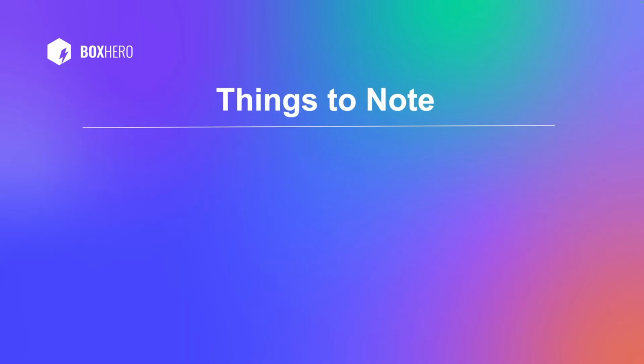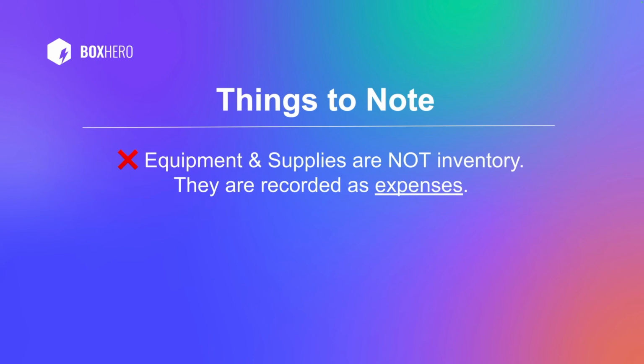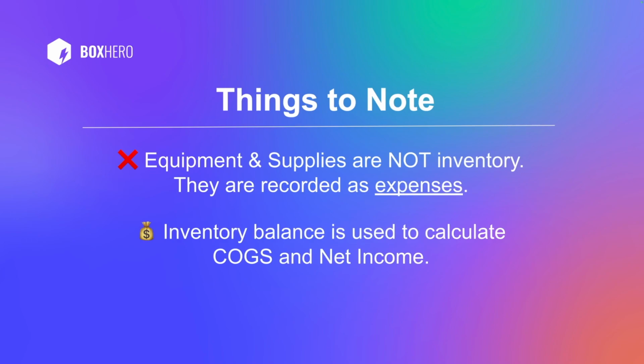Just a couple of things to note on inventory accounting. First, inventory does not equal equipment and supplies purchased to run a business like work tools, vehicles, and stationery. These should be recorded as expenses instead. And 2, since COGS and net income are calculated using inventory balance, all businesses must report their inventory. While the stock itself is not income, the value of the inventory is required for determining income. As you can see, efficient inventory accounting is the backbone of a successful business.